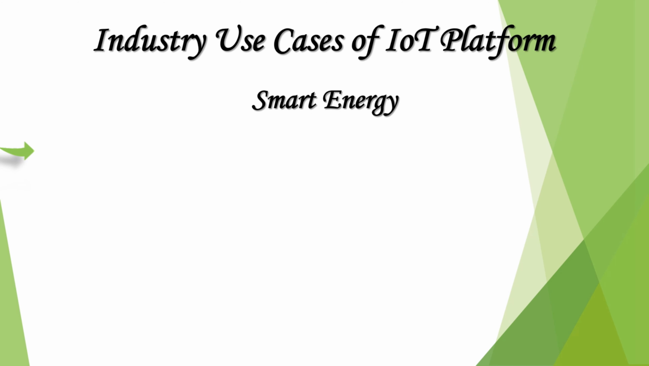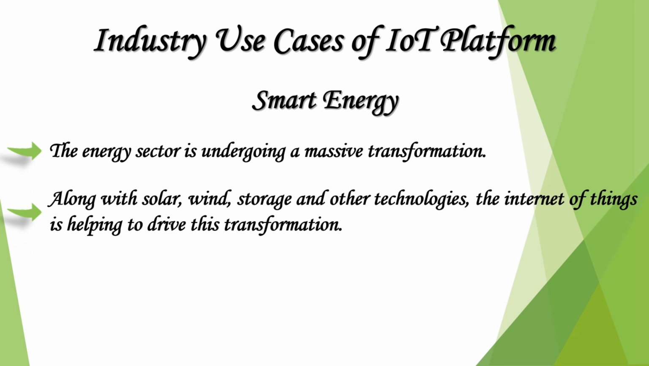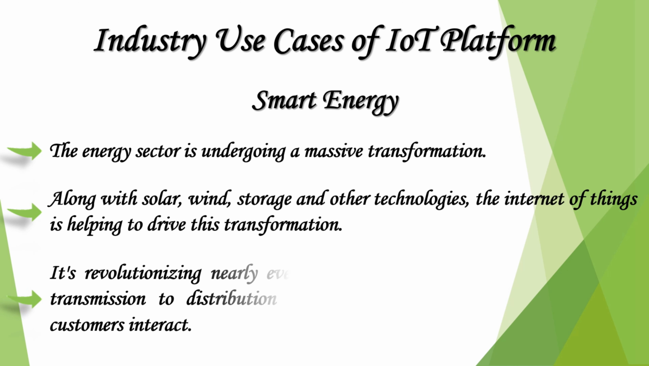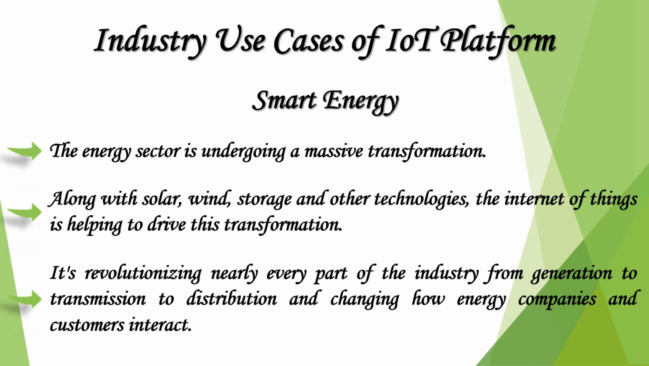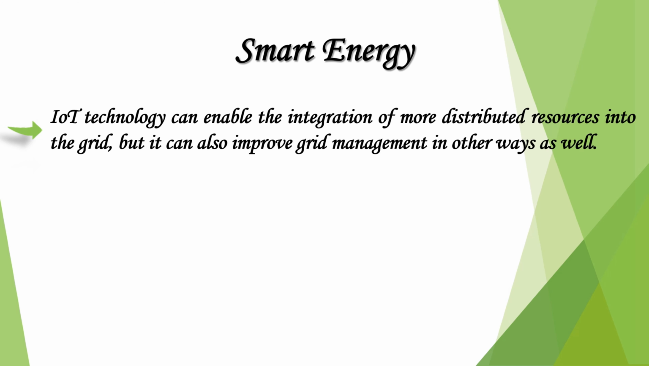Smart energy. The energy sector is undergoing a massive transformation. Along with solar, wind, storage and other technologies, the Internet of Things is helping to drive this transformation. It's revolutionizing nearly every part of the industry from generation to transmission to distribution and changing how energy companies and customers interact. IoT technology can enable the integration of more distributed resources into the grid, but it can also improve grid management in other ways as well.